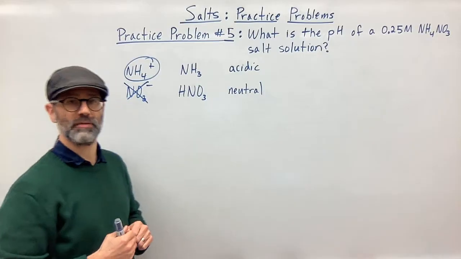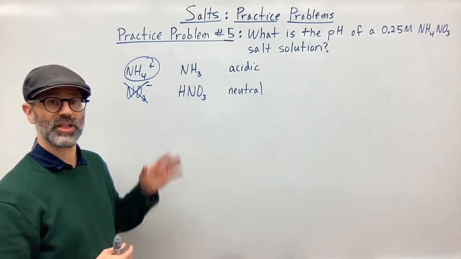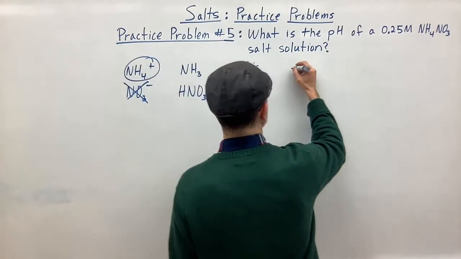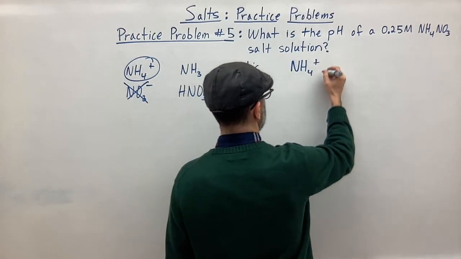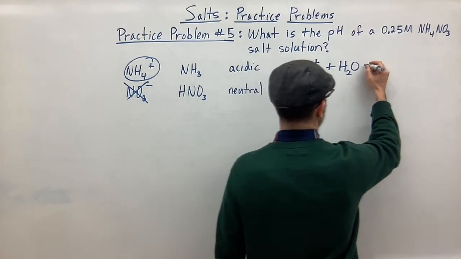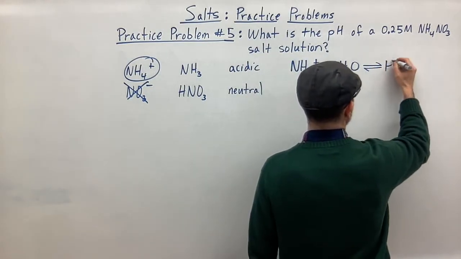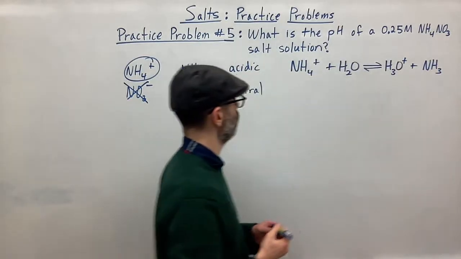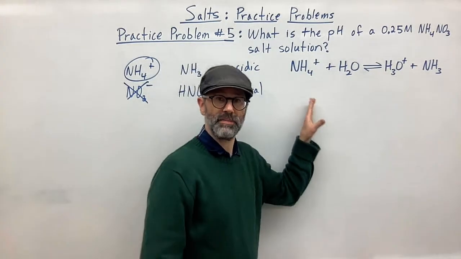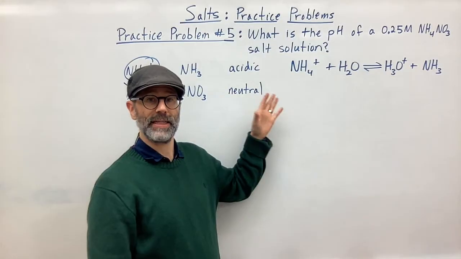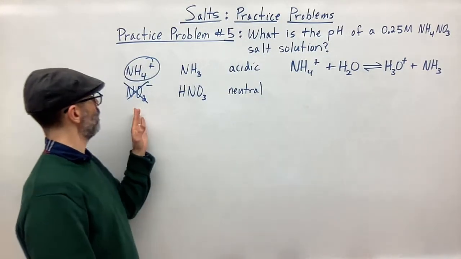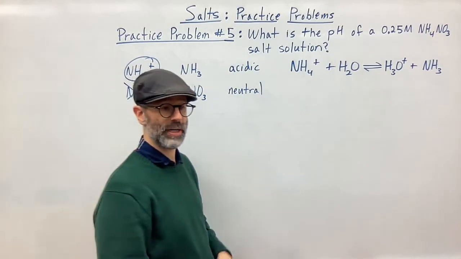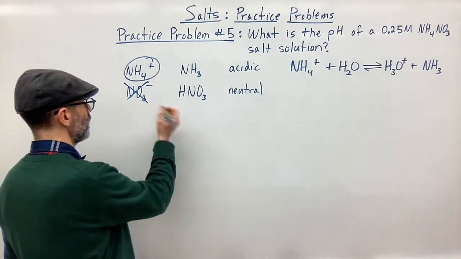Now that we know what's going to be involved in pH, we can write the reaction of this species in water. This is going to react with water, so let's write the reaction. If we take NH4 plus plus water, that's going to be in equilibrium with H3O plus plus NH3. So here's the reaction. Now what we need to do is figure out the Kb or Ka of this species here. Well, we just calculated that a moment ago. We already did that, but let's do it again to get more practice.